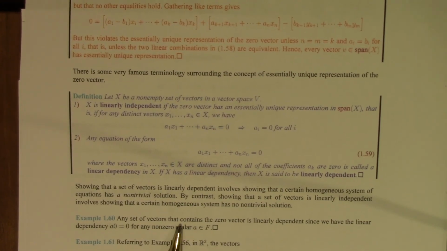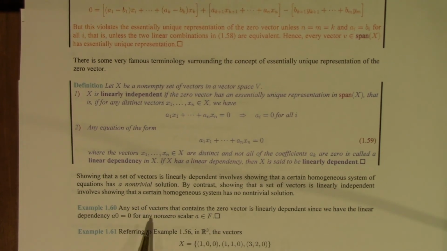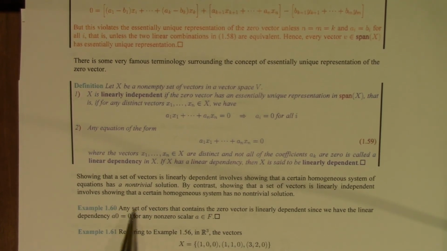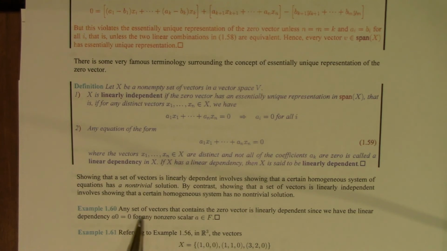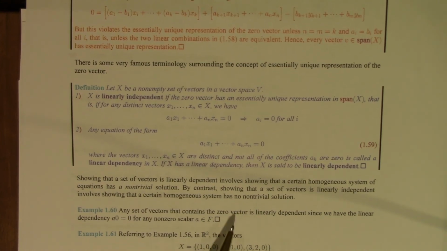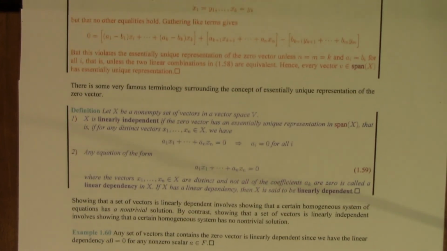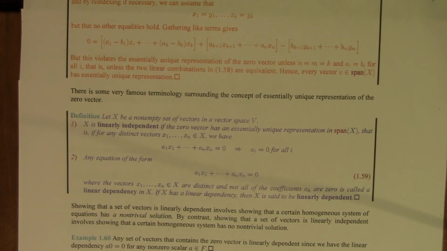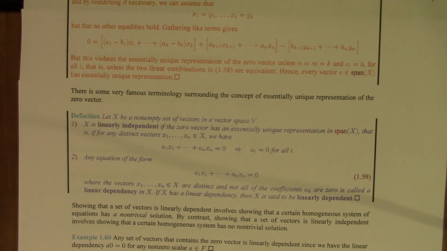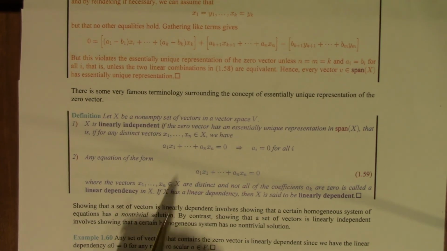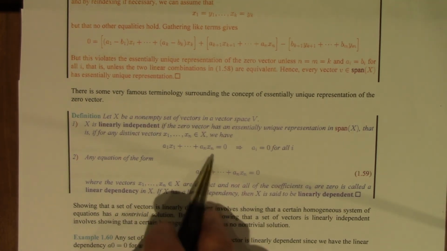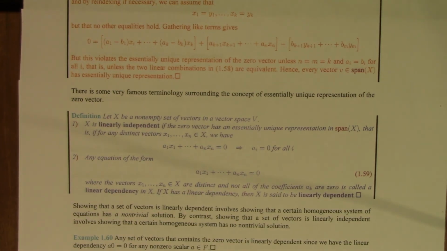Or has no non-trivial solutions, the same thing. Here are some examples. Any set of vectors that contains the 0 vector is going to be linearly dependent. We always have this rather trivial dependency. Any non-zero scalar times the zero vector will equal 0. So we have a very short linear dependency.